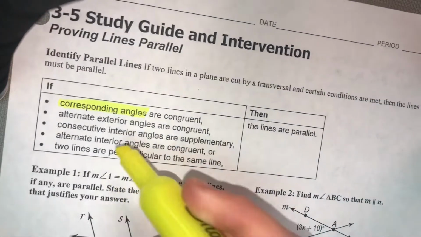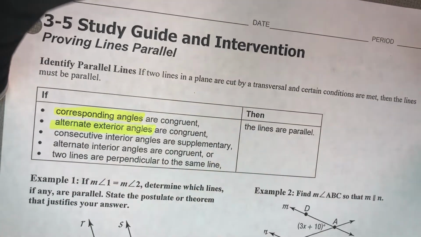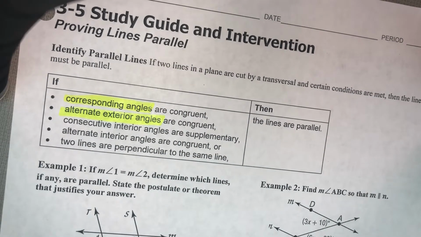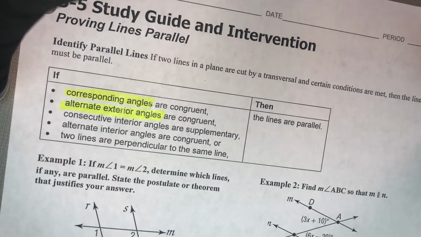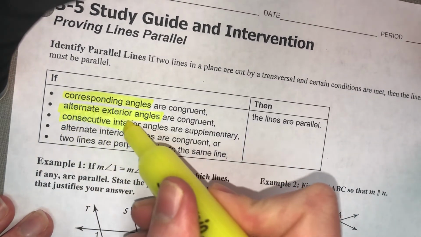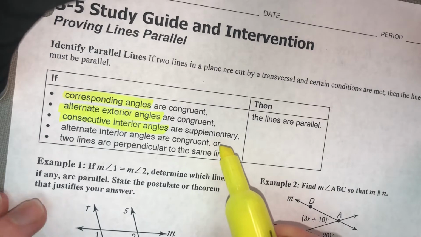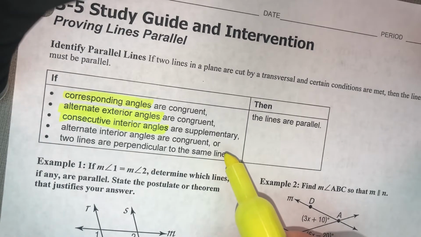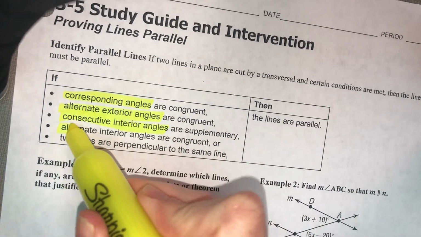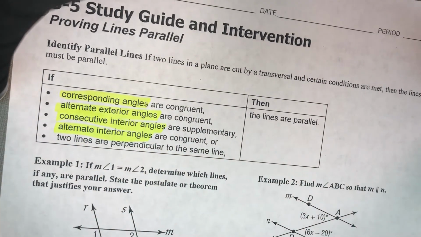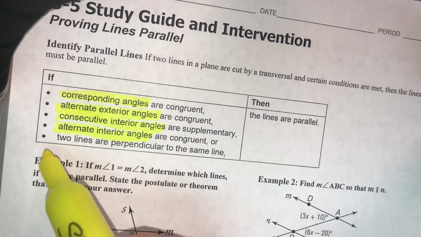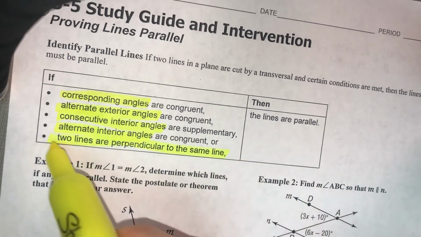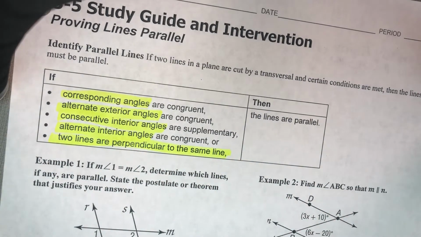The next one says that the alternate exterior angles are congruent. Then the lines have to be parallel. And the next one after that says consecutive interior angles are supplementary. Remember, that means they add to make 180 degrees. Or if you know that the alternate interior angles are congruent. Or lastly, if you know two lines are perpendicular to the same line. So those are 5 different ways that you can determine that the lines are parallel.